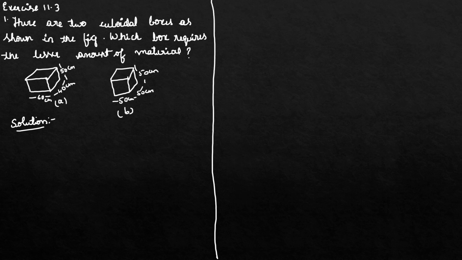Exercise 11.3, there are two cuboidal boxes as shown in the figure. Which box requires the lesser amount of material to make? There are two cuboidal figures A and B. In A, 60 cm into 40 cm into 50 cm is the length, breadth and height, and in B, 50 cm into 50 cm into 50 cm is the length, breadth and height. Okay, now let's see the formula for this A and B.